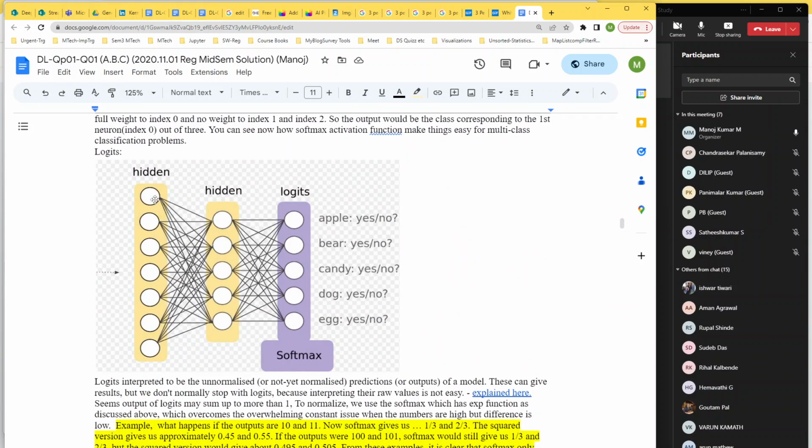Here, this is the input, sorry, this input is here, this is the hidden. From here it is connected to this one as well as to this one as well as to this one as well as to this one and this one. So all the interconnections are there. This is called the dense layer.